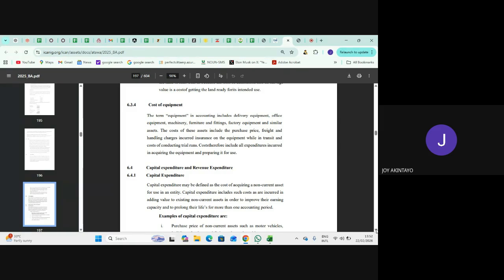So we want to look at the difference between capital expenditure and revenue expenditure. What do we mean by revenue expenditure? Revenue expenditure may be defined as the cost of acquiring non-current assets for use in the business. Capital expenditure is the cost of acquiring an asset for use in the business.